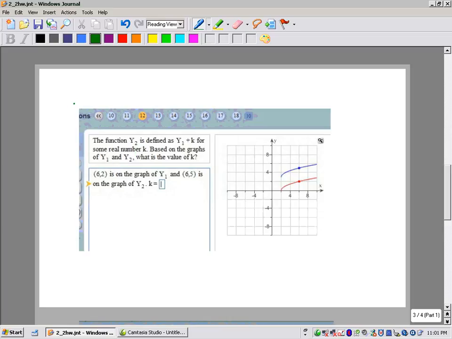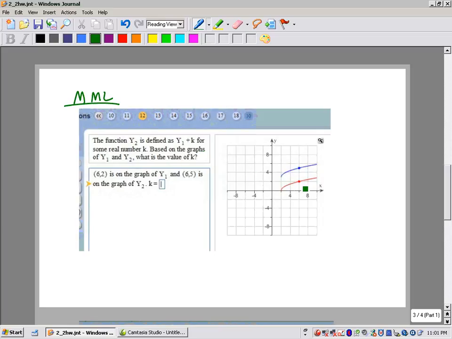These are a few problems from my math lab. Number 12, the function y2 is defined as y1 plus k. We actually saw this problem earlier with the tables, but just looking at it from a different perspective. So based on the graphs of y1 and y2, what is the value of k? So y2 is y1 plus some number.